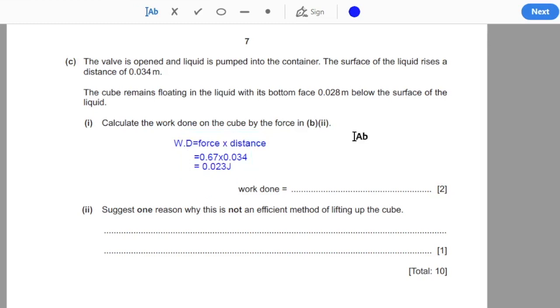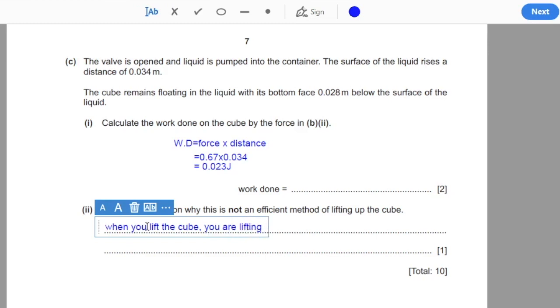Then to suggest one reason why this is not an efficient method of lifting up a cube: when you lift the cube using this method, you are basically lifting water too, which is unwanted.